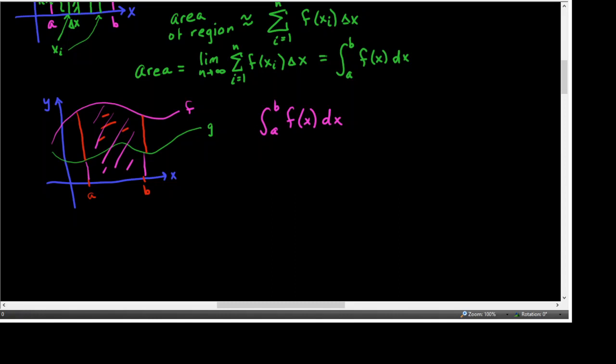Then I could find the area under the g function from a to b, and that would be the integral from a to b of g of x dx. And what I want to find, of course, is the area that's between them. I'm going to label that with a red A, and that's going to be represented by the part of this that's shaded in red.